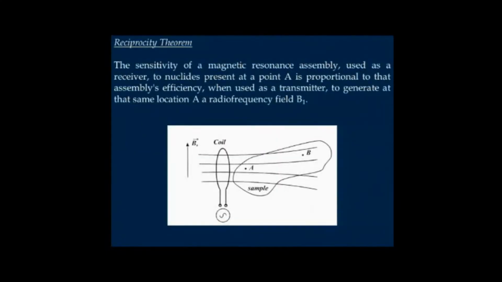But taking into account the reciprocity theorem, which says the sensitivity of a magnetic resonance assembly used as a receiver to nuclei present at a point A is proportional to that assembly's efficiency when used as a transmitter to generate at the same location A a radio frequency field B1. This basically means what's good for transmission is good for reception. The homogeneity you have while transmitting in a certain point is equal or proportional to the sensitivity you have when receiving.